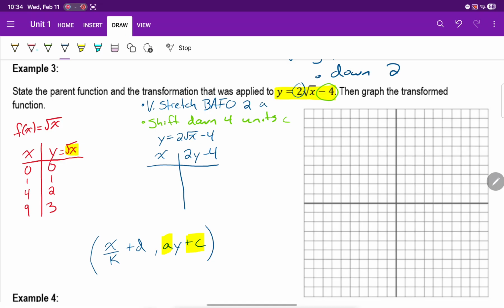Because my x values are not changing, I'm just going to rewrite all of those: 0, 1, 4, and 9. And I'm going to apply the transformation to my y values. So those are going to change. I'm going to multiply each y value by 2, then subtract 4. So 0 times 2 is 0, minus 4 is negative 4. 2 times 1 is 2, minus 4 is negative 2. 2 times 2 is 4, minus 4 is 0. And 2 times 3 is 6, minus 4 is 2. I'm going to plot those points now, and we're going to see what our graph looks like. 1, 2, 3, 4.